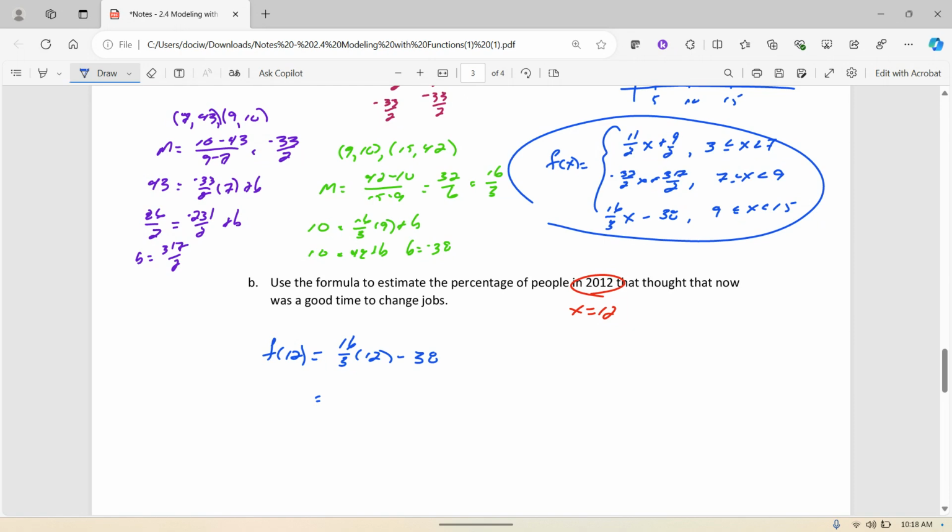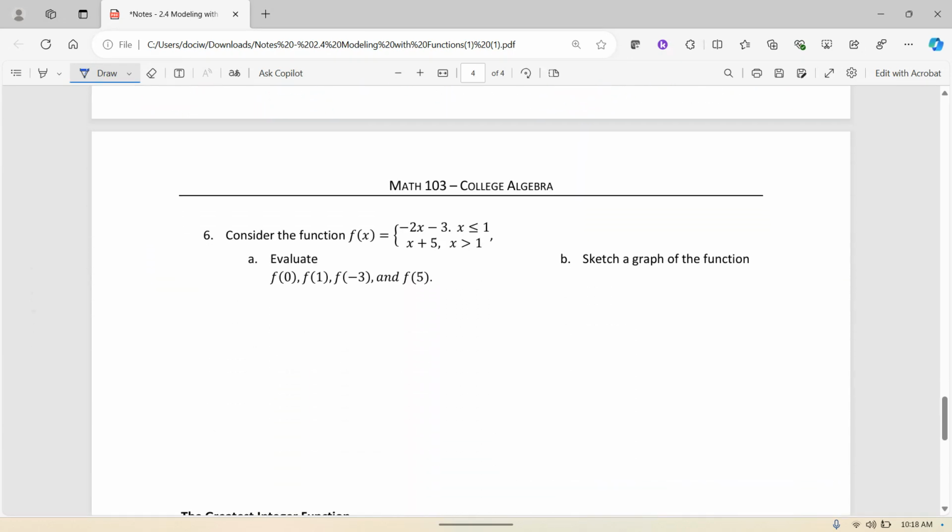So we have 16 thirds times 12. That should be 64. Let me double check that with the calculator. 16 thirds times 12 is 64. So we have 64 minus 38. And that would give us 26. So I would predict that f of 12 equals 26, or that in 2012, 26% of the people thought it was a good time to change jobs. Okay. Like I said, it can get involved. It's more tedious than difficult because of the repetition more than anything else.